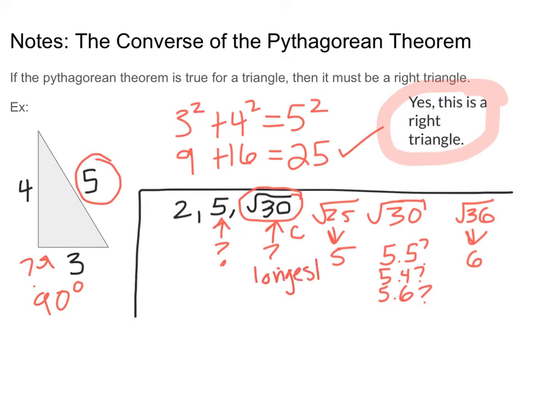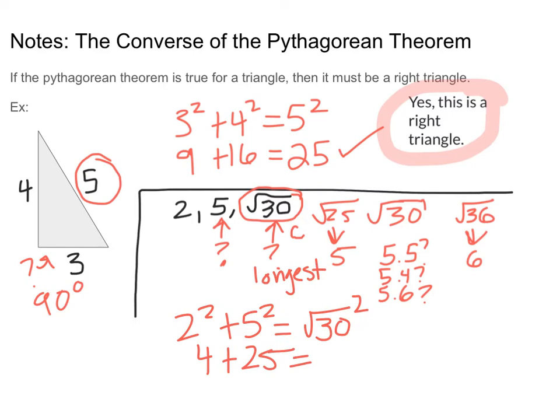So now let's set up our equation. So 2 squared plus 5 squared equals root 30 squared. That's 4 plus 25 equals, and then square root of 30 squared, that's just 30. And now, is that a true statement? Does 4 plus 25 equal 30? No, it does not. So we say no, not a right triangle.